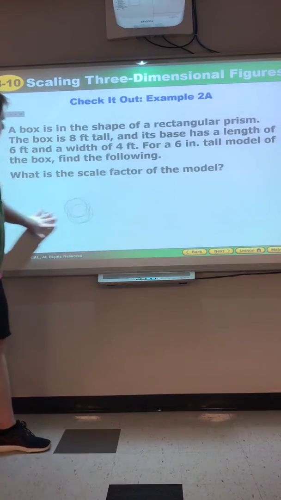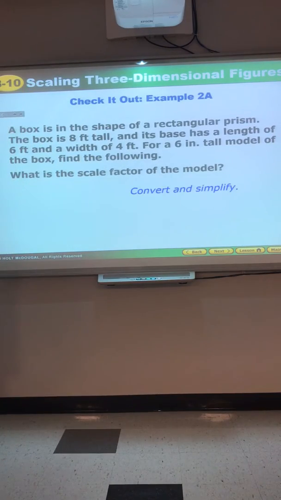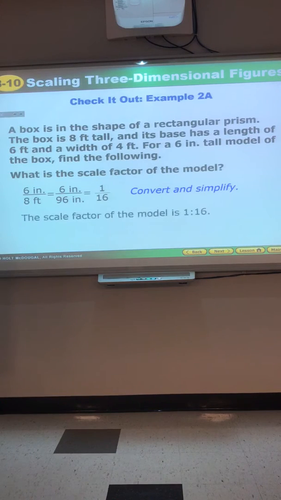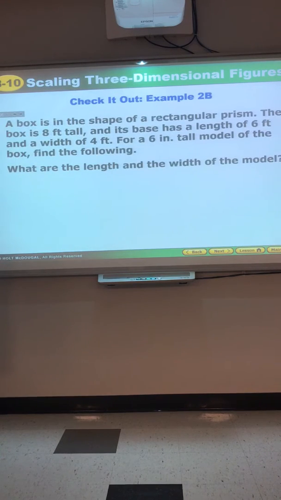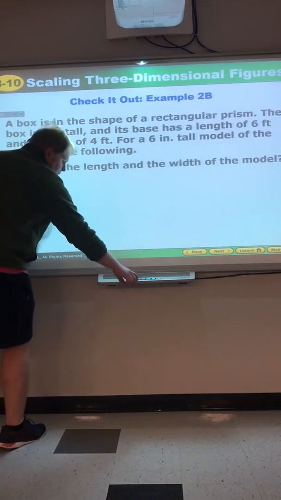They're going to show you the same thing. Convert and simplify. 6 inches equals 8 feet. Well, we're going to convert. 6 equals 96. They reduce by 6 and get 1 over 16. So the scale factor is 1/16. Remember I said ratio? Now, they want to know the length and the width. So the length is 6 feet. We may want to change that into inches. So 6 times 12 is 72.